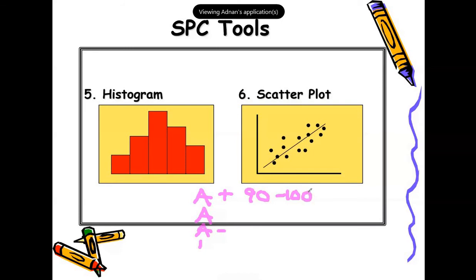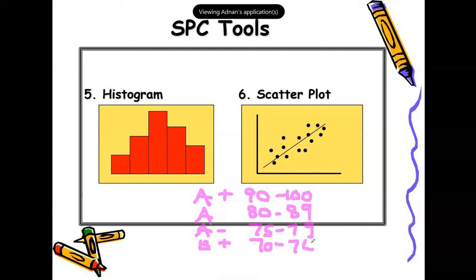What is A? 80 to 90. Betul kan ni? 80 to 90, right? This 90 already has A plus, so 80 to 89, sorry, 89. What is A minus? 75, right? 75 to 79. Okay, what is B plus? 70 to 74?